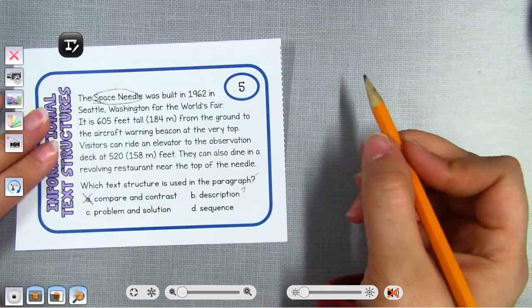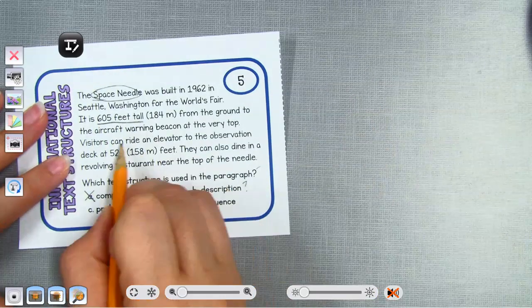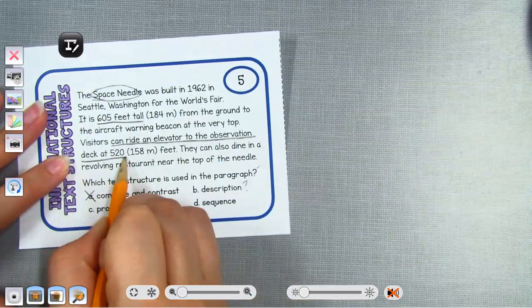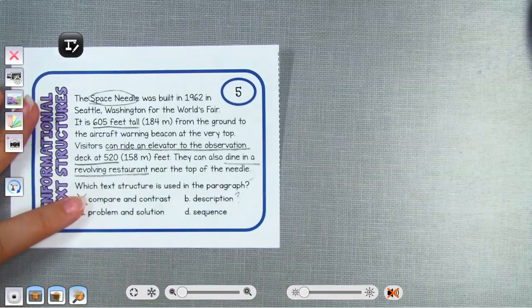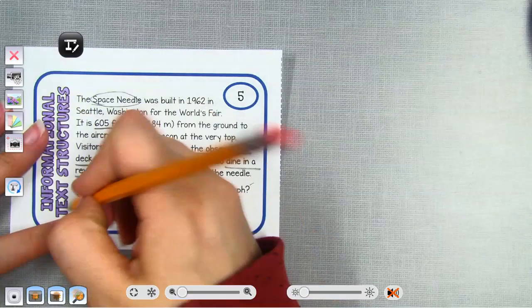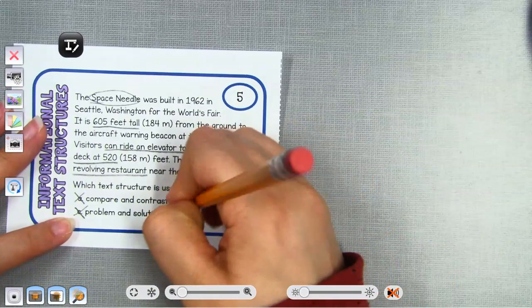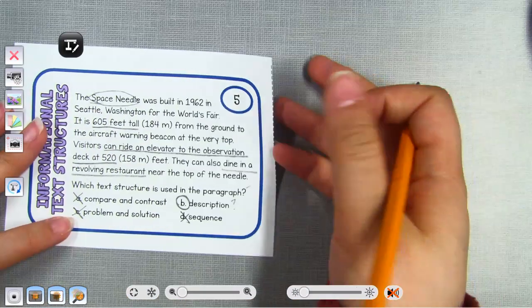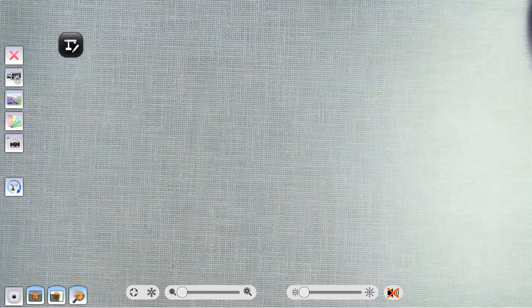It's telling me that it is 600 feet tall. You can ride an elevator to the observation deck. You can dine in a revolving restaurant. So those are all details. Problem and solution. Does it give me a problem? I don't see a problem. And then sequence. Is it telling the order in which events occurred? No. So B, it is a description. It's providing me details about a topic. So it's giving me facts about a topic.